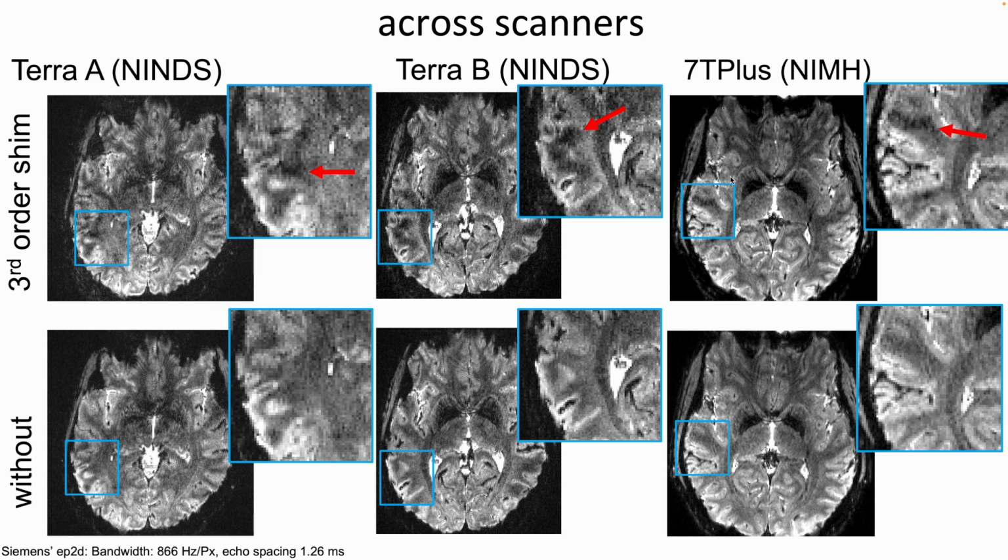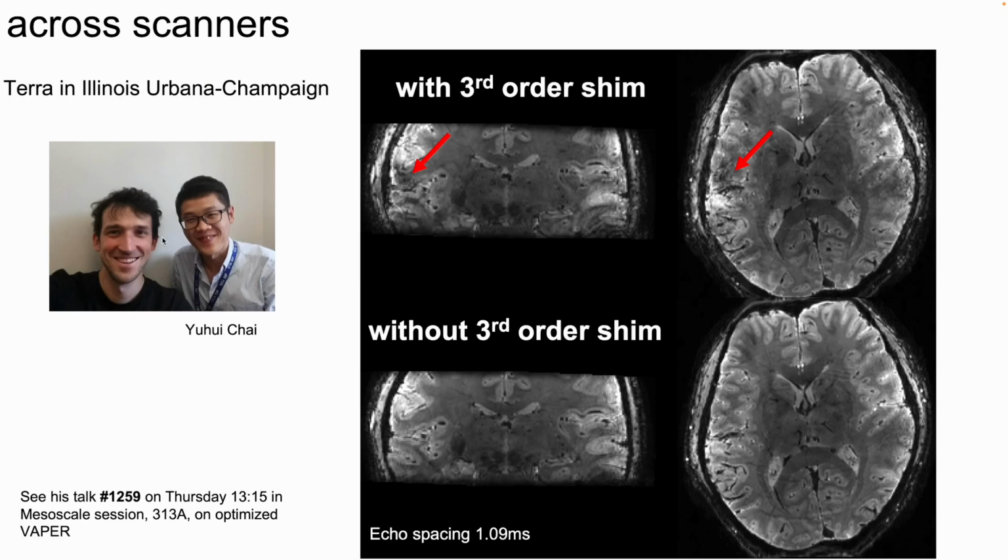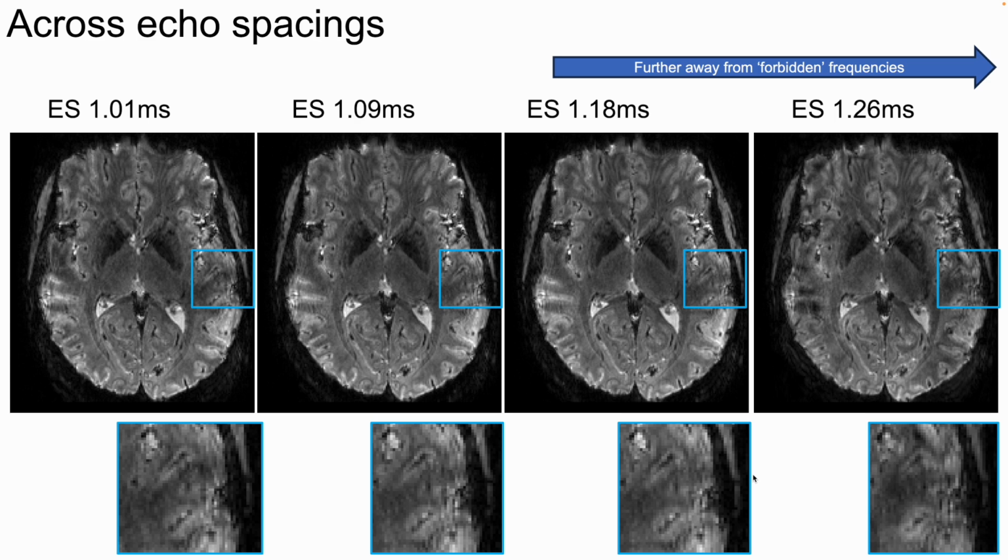For example, at NIH, we have three 7 Teslas available, two Terra scanners and one 7T Plus, and we can see that we always have these fuzzy ripples when we have the third order shim plugged in, and they go away as soon as we unplug the third order shim. And this is not specific to our center. We also asked our friends, for example, Yuhui Chai at University of Illinois Urbana-Champaign, and they have their own protocols where they see that they have these fuzzy ripples that go away as soon as you unplug the third order shim. And we have them across all the protocols.